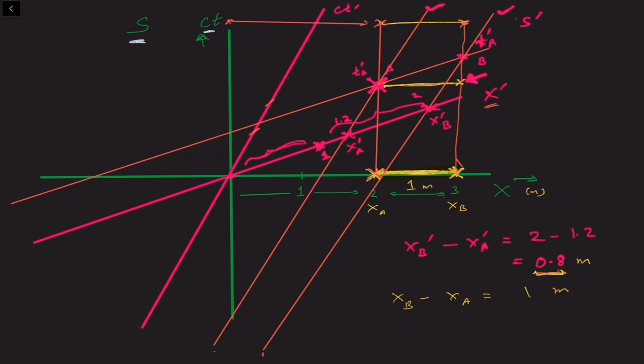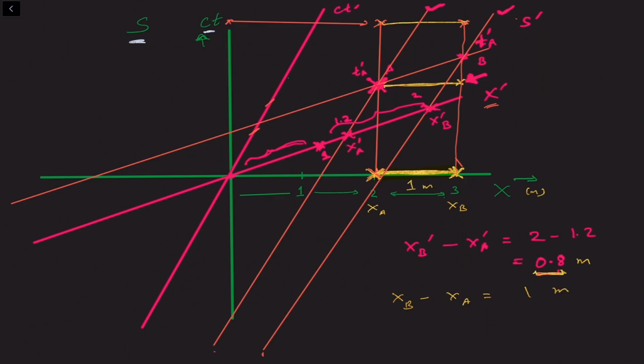Similarly, I won't draw this, but you can convince yourself that a rod at rest in the frame S prime would appear to be shorter as seen by an observer in frame S. Okay, so I urge you to do this as an exercise: draw the world lines of the endpoints of a rod which are at rest in the frame S prime, and then see what an observer in S would conclude about the length of that rod.